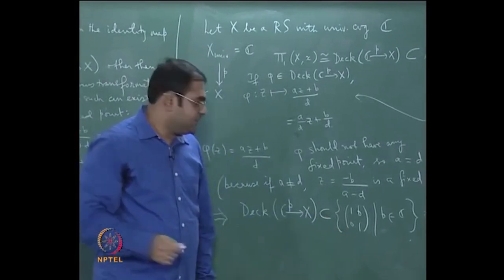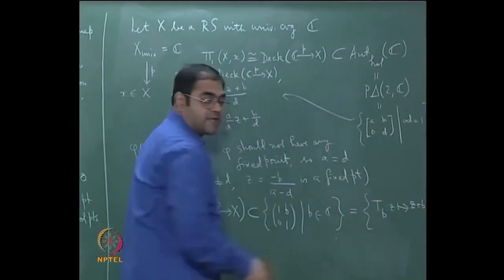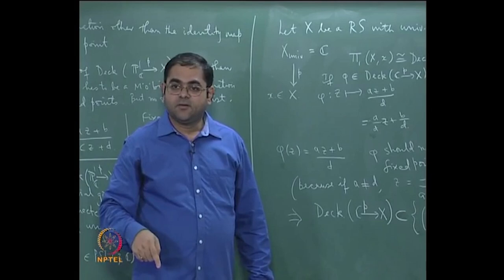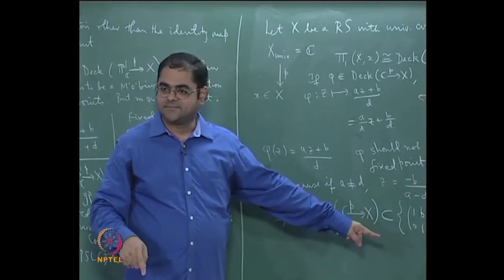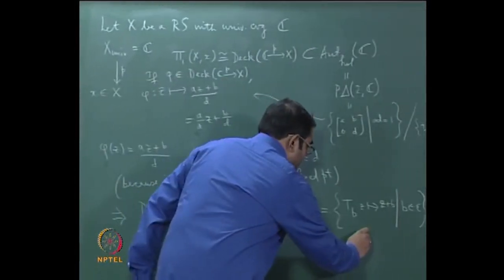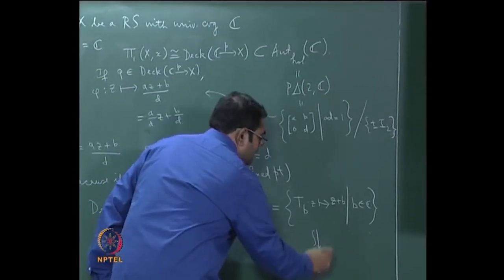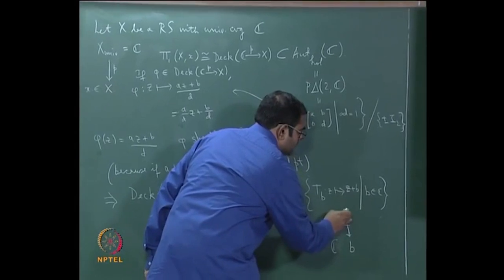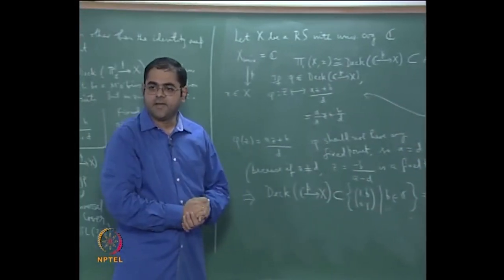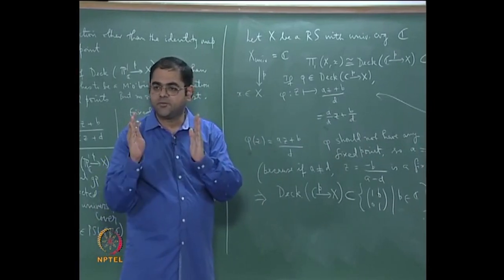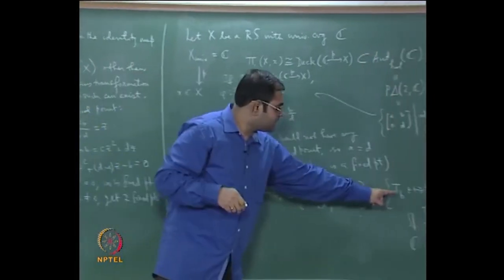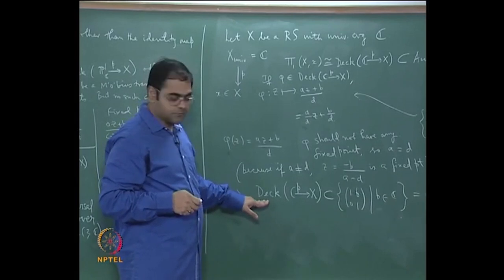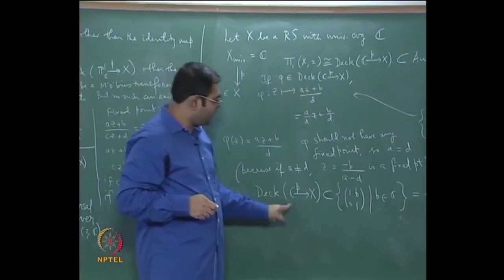And mind you, this group of translations, if you look at it as a group under composition, can be identified simply with the complex numbers as a group under addition. So this last group is just isomorphic to the complex numbers by just sending T sub B to B. If you compose T sub B1 and T sub B2, it will be translation by B1 plus B2, and the composition will go to B1 plus B2. So this is a group homomorphism.